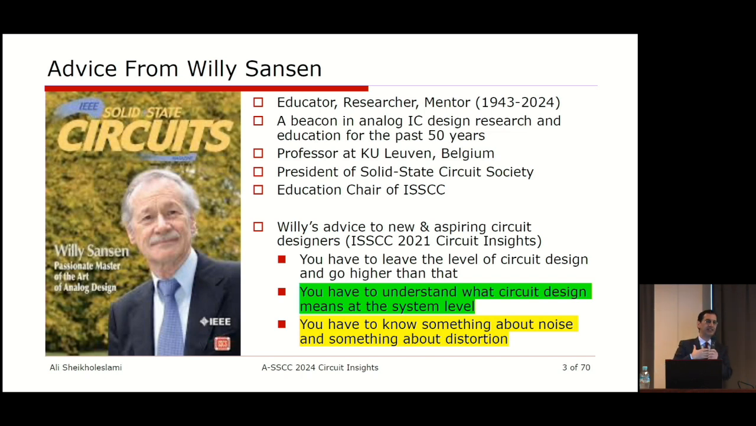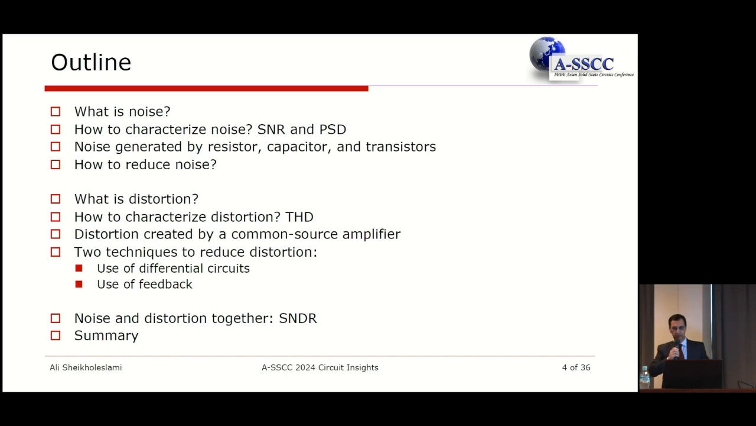And just to honor his advice, I decided to write this article series on noise and distortion. In fact, two of them have already been published in the magazine, and I just submitted the third one. So what this talk is about is a review of the first two and a preview of the next one that will come out maybe in a month or two. So here's the outline of the talk accordingly. I'm going to tell you what is noise, how do we characterize noise, and how we reduce noise. The second part of the talk is what is distortion, how do we characterize distortion, and how we reduce distortion.